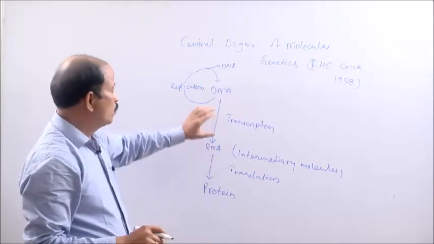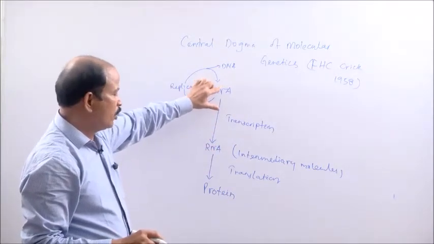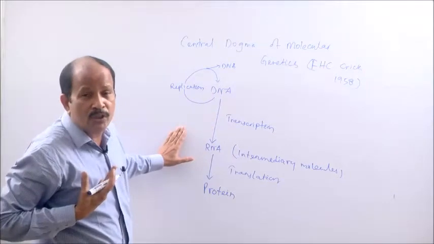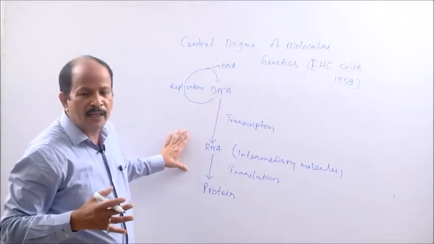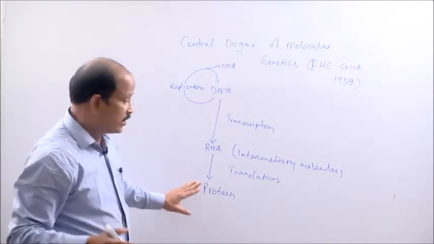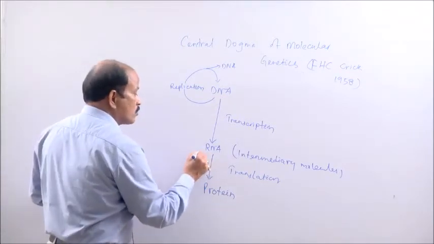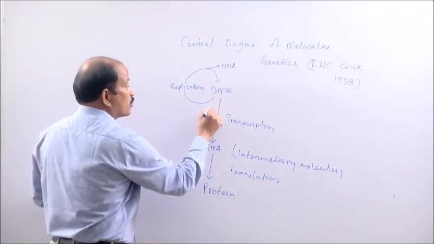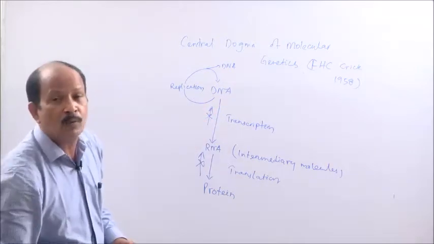So these two are unidirectional processes in our system. From DNA, RNA can only be synthesized, and from RNA, protein can be synthesized, and we cannot go back. We cannot go back in our system. This is not possible in our system.